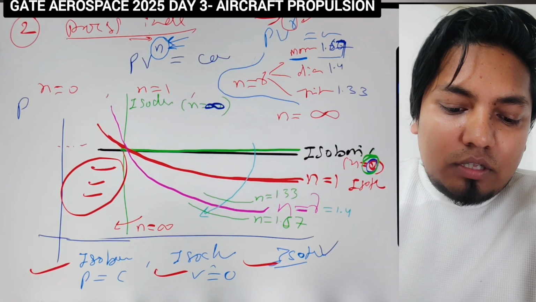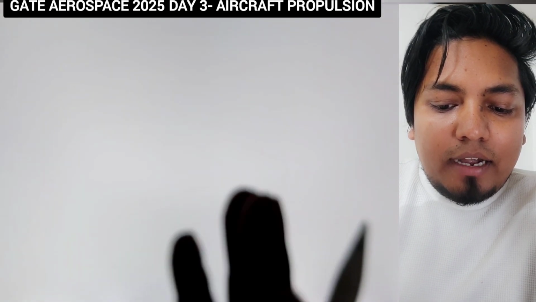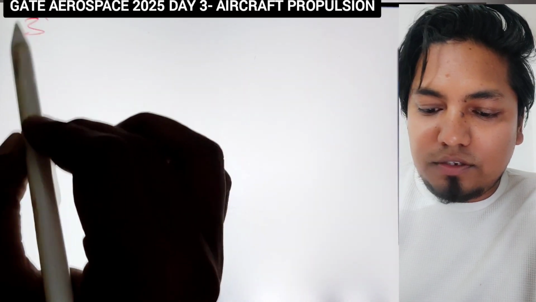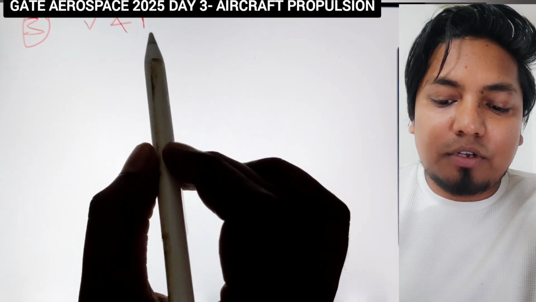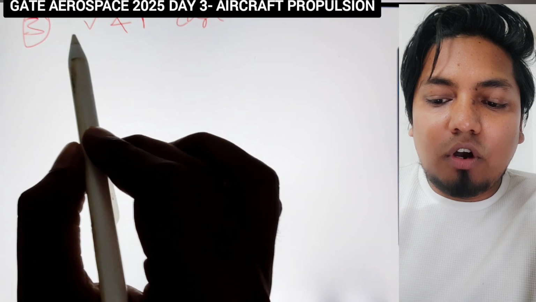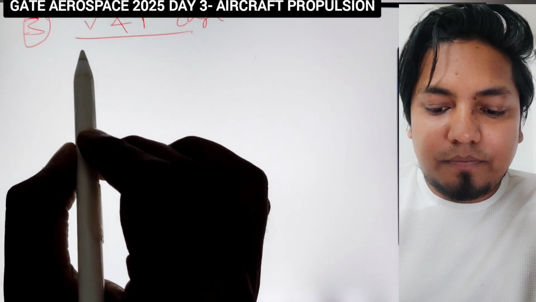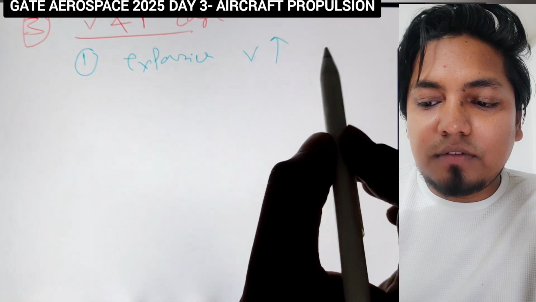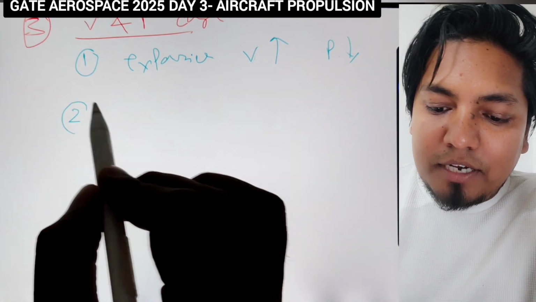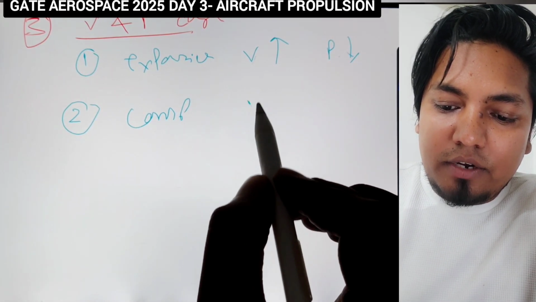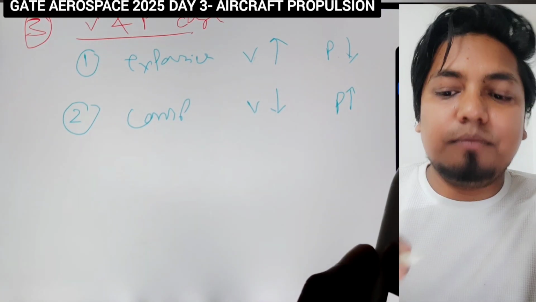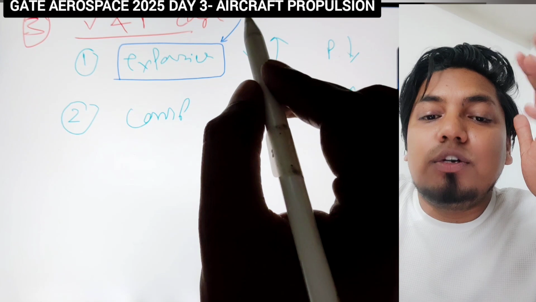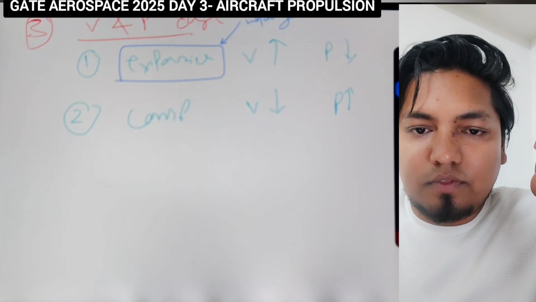Now, based on the third one, based on volume and pressure change, we have processes. We say expansion process, where volume will increase and pressure will decrease. You have compression process. In compression, volume will decrease and pressure will increase. Expansion is sometimes also related to velocity, that we will discuss in gas dynamics.